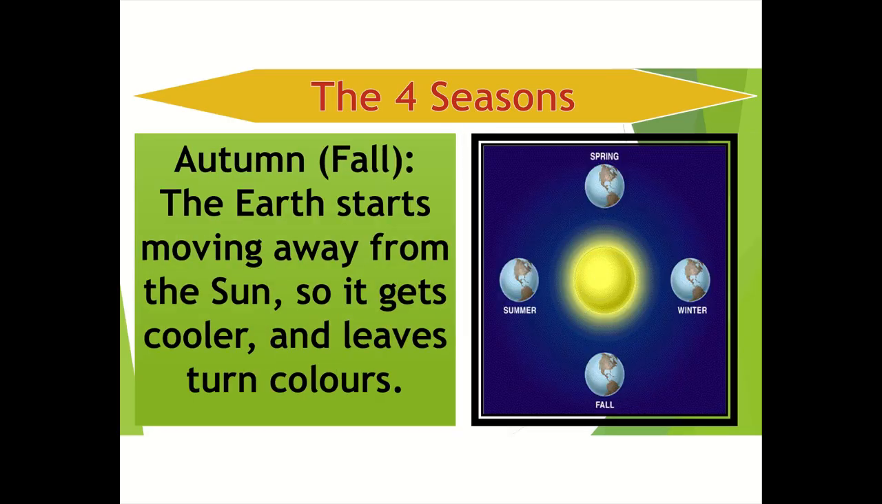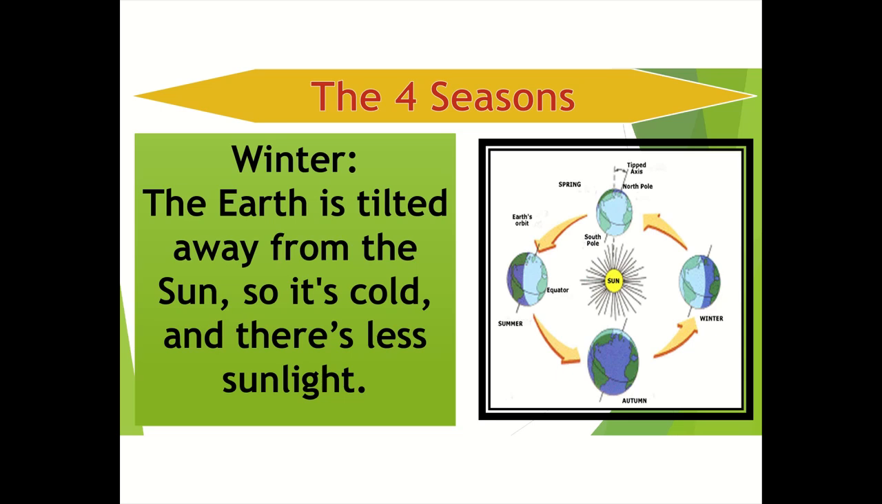Autumn, or fall. The Earth starts moving away from the Sun, so it gets cooler, and leaves turn colors. Winter. The Earth is tilted away from the Sun, so it's cold, and there's less sunlight.